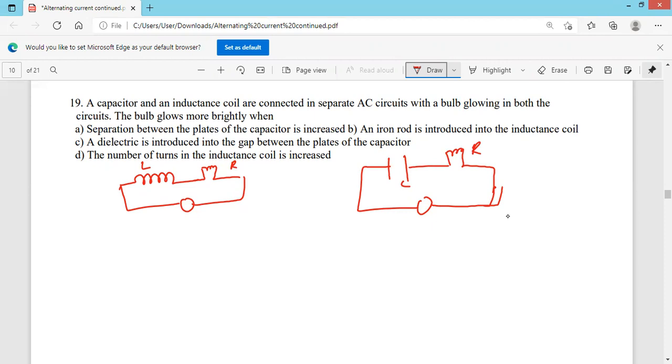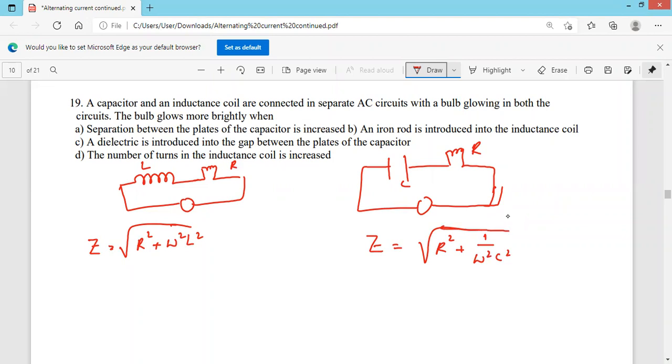The bulb glows more brightly when? Here the impedance is the square root of R square plus XL square, that is omega square into L square. And in this other case, the impedance is the square root of R square plus 1 by omega square into C square. This is the resistance.